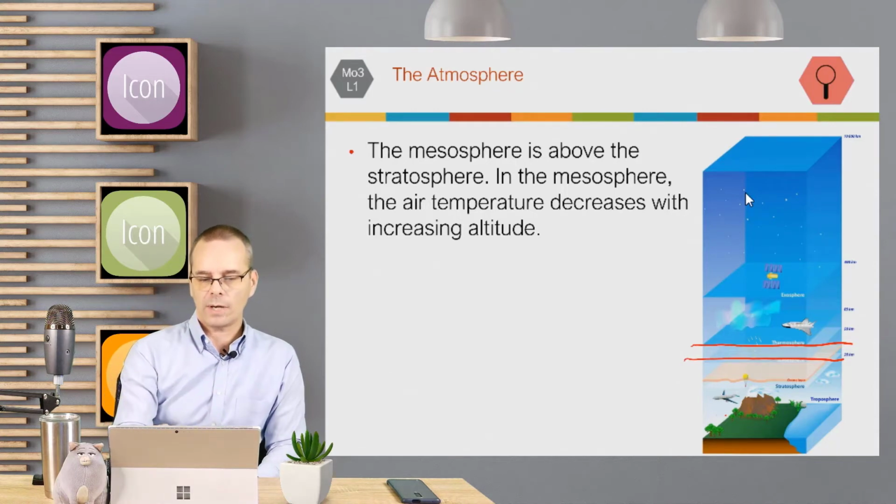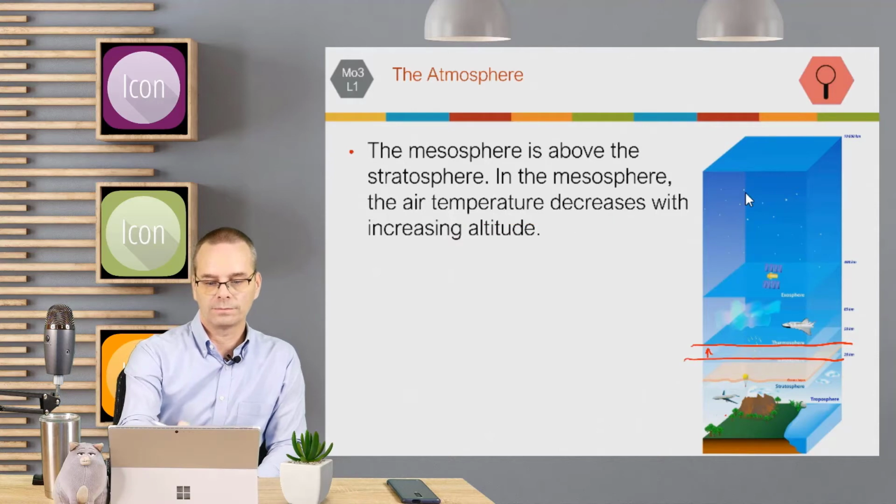The mesosphere, which is right above the stratosphere, all right, that is where the temperature starts to go down. So as you go up in the mesosphere, the temperature decreases. All right? It starts to get colder.